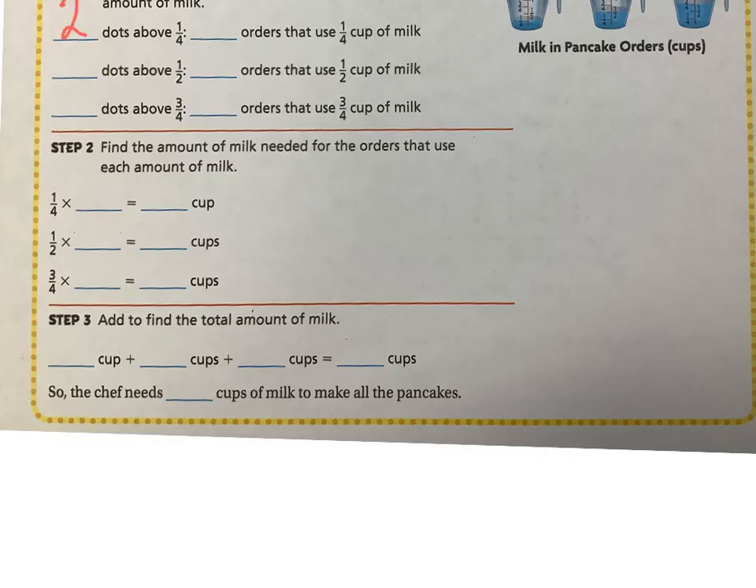2. All right, next is how many dots above 1/2? Well, if we go over here to 1/2, we're going to count it. 1, 2, 3, 4.